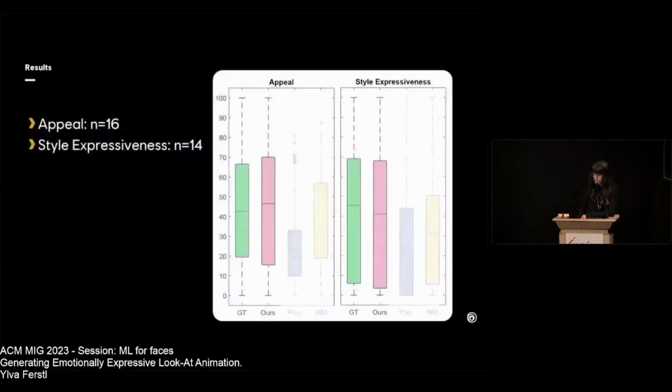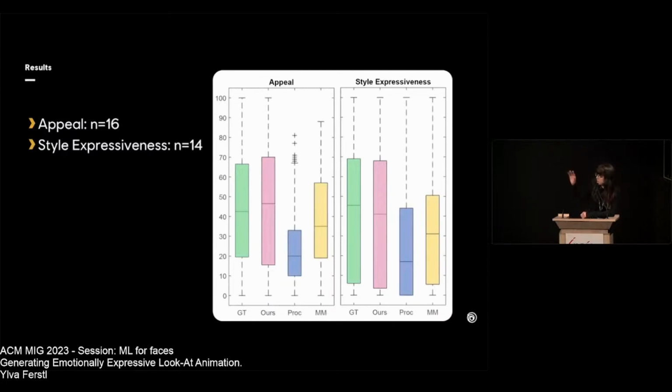Looking at our results for the user study, we can see that our model was rated on par with motion capture, with respect to both appeal as well as style expressiveness. So mocap is green here, and ours is pink in the second column. And as expected, the procedural condition in blue performed worst across both measures. And motion matching was somewhere between, so it was better than procedural, but it was rated significantly worse than both ground truth, mocap, and our model.